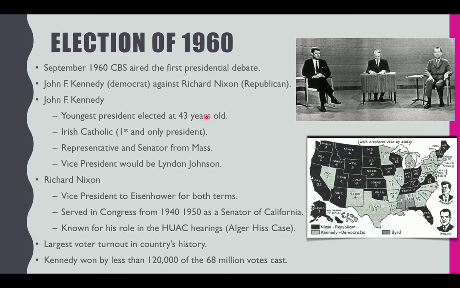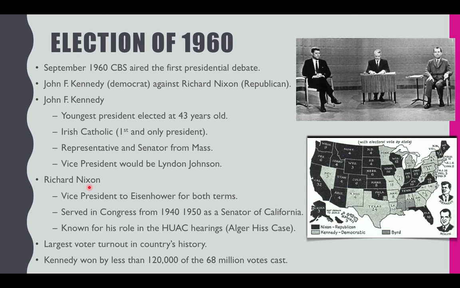So what we really see on that stage is John F. Kennedy, the young 43-year-old Irish Catholic being the first and only president of the United States to be Catholic. He's going to be a representative and a senator serving from Massachusetts. His chosen vice president is Lyndon B. Johnson. Johnson is going to be from Texas, which, if you look down here, Texas is usually a Republican state. But because Kennedy chose Johnson, who was from Texas, Texas votes Democratic.